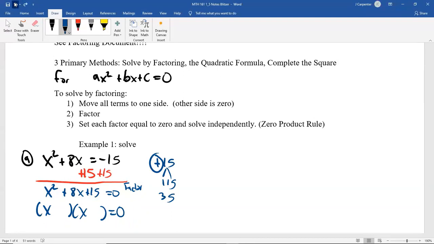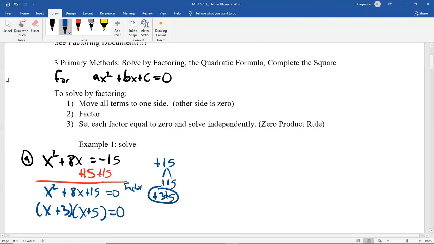Well, if we're adding them, 1 plus 15 is 16, so that's out. 3 plus 5 is 8. That's in. We got to make sure it adds to a positive 8, though, so I can't make them a negative and a negative because that would add to a negative 8. I can't make them opposite in signs because the product wouldn't work anymore. They both have to be positive. So it goes x plus 3 times x plus 5. If you don't trust it, FOIL it, it works.